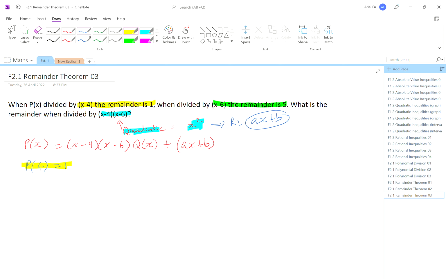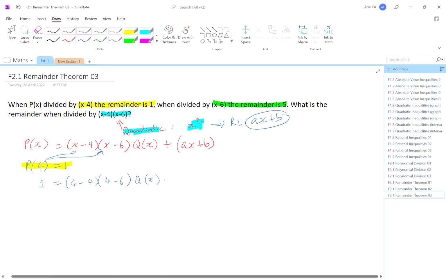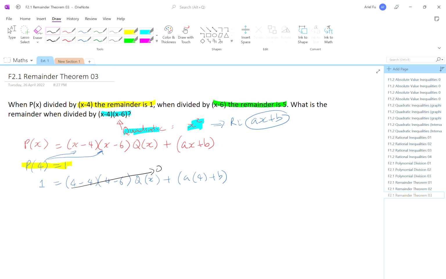What that means is if I substitute 4 into all the x's, I'm going to get 1. So 1 equals, substituting 4 into all the x's here, 4 minus 4 times 4 minus 6 times some sort of quotient of x, plus a times 4 plus b. Now, 4 minus 4 is 0. That means everything here becomes 0. That's the beautiful thing about the remainder theorem. So then 1 equals 4a plus b. That's the first equation I got.